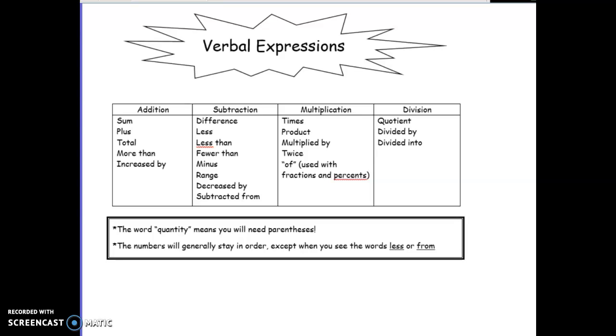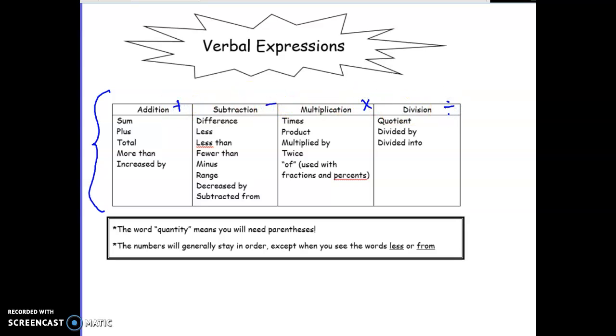Hey guys, the second part of today's lesson talks about verbal expressions. So we use verbal expressions a lot with word problems. We gave you this chart here to use. This is just kind of a subset of words that might mean certain operations for addition, subtraction, multiplication, and division.